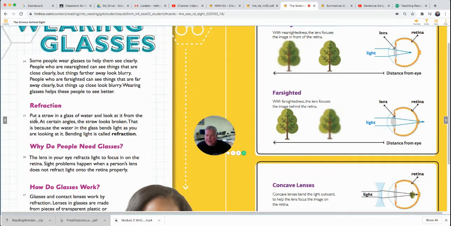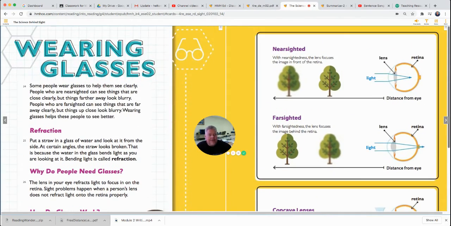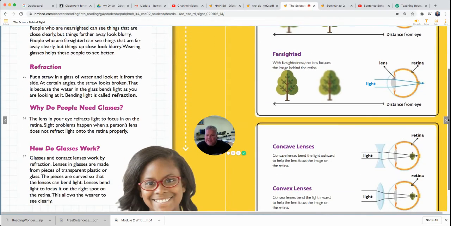Refraction. Put a straw in a glass of water and look at it from the side. At certain angles, the straw looks broken. That is because the water in the glass bends light as you are looking at it. Bending light is called refraction. I don't have a picture of it here, but you can try it sometime. We'll watch a video about it this week too.